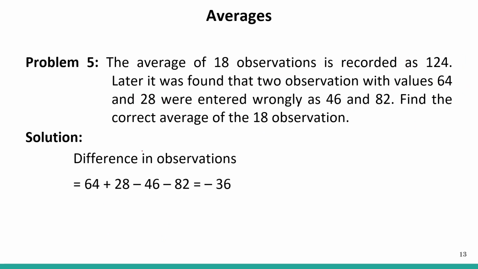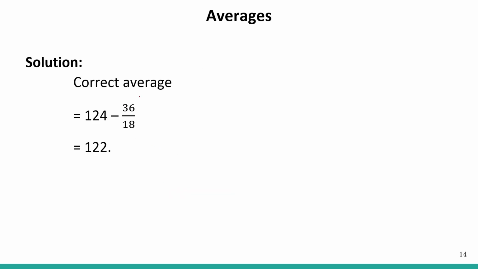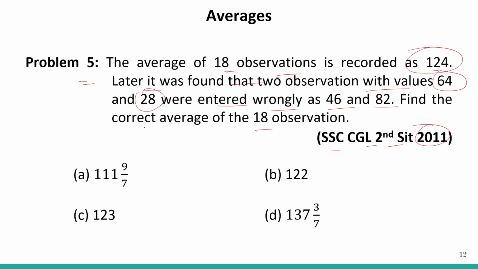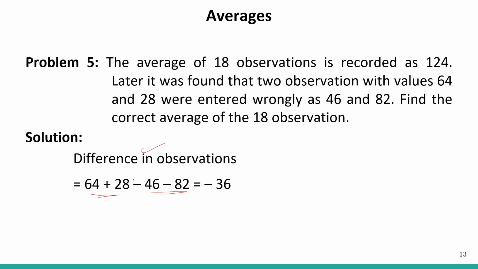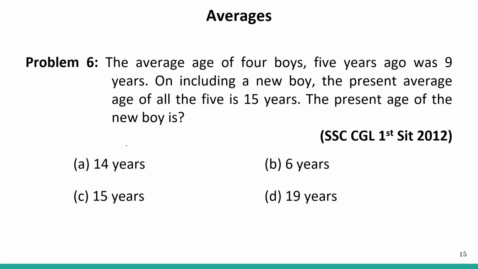So the difference in observation is equal to what? These are the entered observations, which were wrong, and these are the correct ones. So the difference is 36. The correct average will be 124 minus 36 by 18, which is equal to 122. So 122 will be the correct answer. This is the correct one. These are all wrong options. So let's see problem number 6.